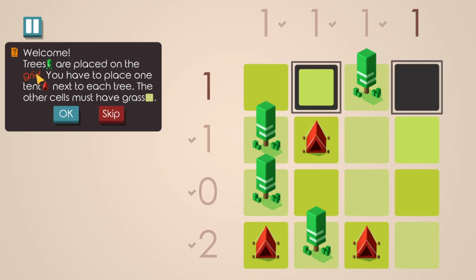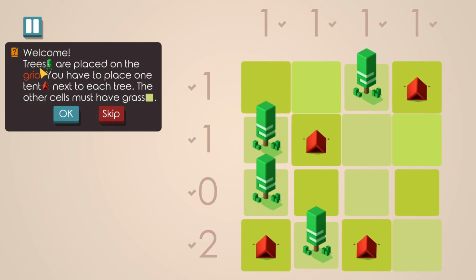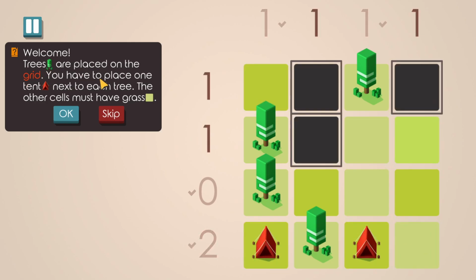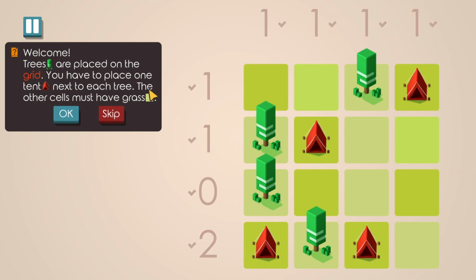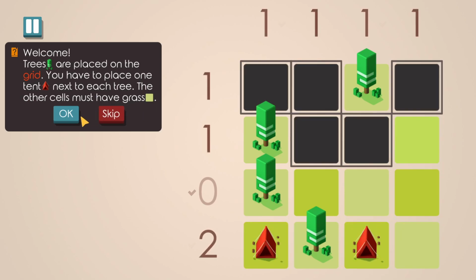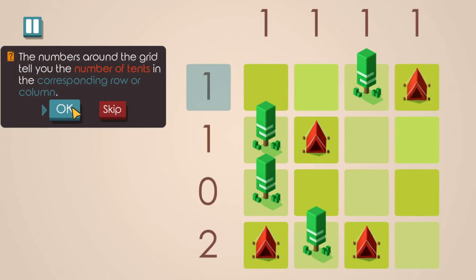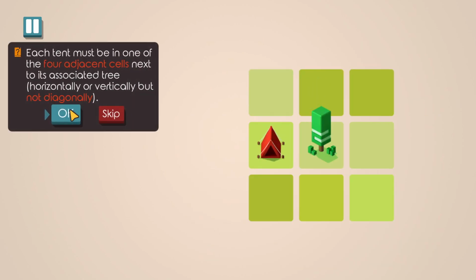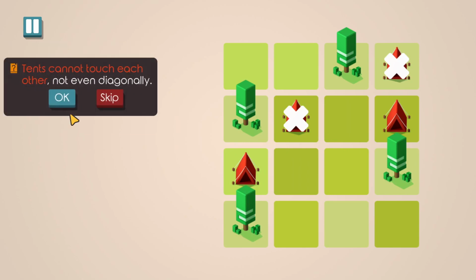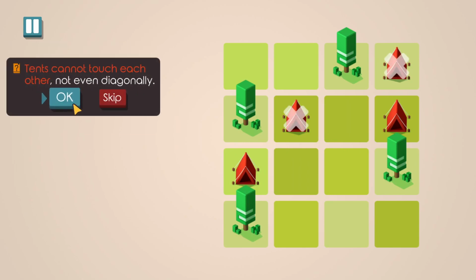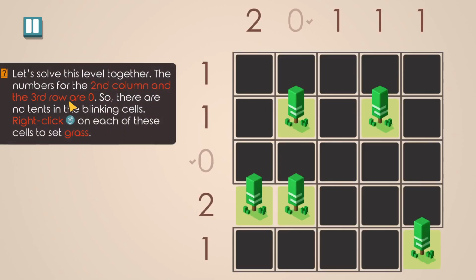Alright, so just a quick explanation, I guess, of what we've got, because we're going straight in here. Trees are placed on the grid. You have to place one tent next to each tree. The other cells must have grass. Numbers around the grid tell you the number of tents in the corresponding row or column. Each tent must be in one of the 4 adjacent cells next to its associated tree, horizontally or vertically, but not diagonally. Tents cannot touch each other, not even diagonally.